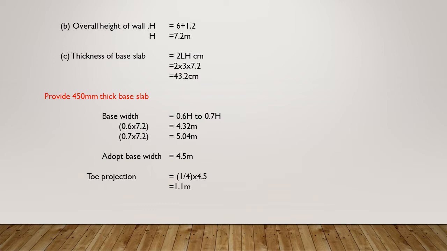Then the base width is equal to, on condition, 0.6 h to 0.7 h. h is a known value, so 0.6 into 7.2, we got 4.32 meter, or 0.7 into 7.2, 5.04. We can approximately adopt a base width equal to 4.5 meter. Then toe projection, which means the cantilever projection, the toe slab projection. So 1 by 4 into 4.5, so our length is 1.1 meter.